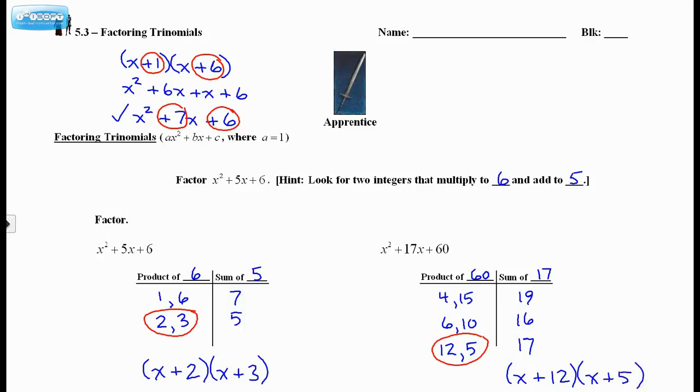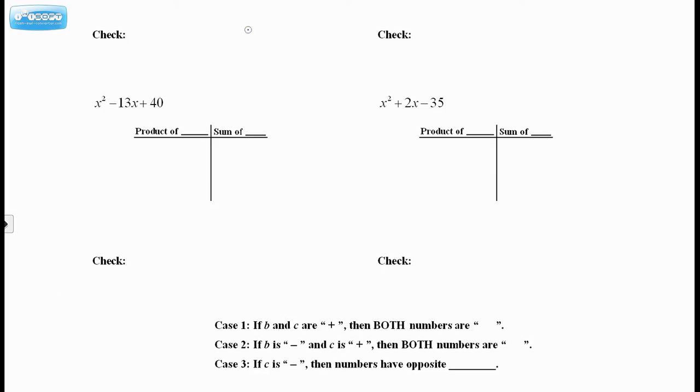But let's check them now. See if they're right. So looking above in your notes, we had x plus 2, x plus 3. So if I FOIL them out again, I would get x squared plus 3x plus 2x plus 6. And then combining like terms gives x squared plus 5x plus 6, which is exactly what we had when we started with. So by checking, we know that we factored it correctly.